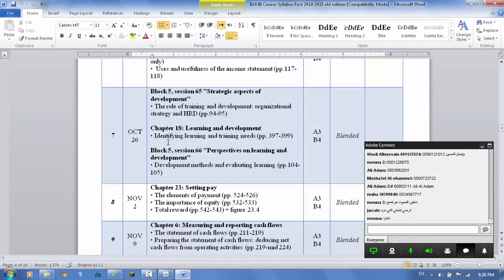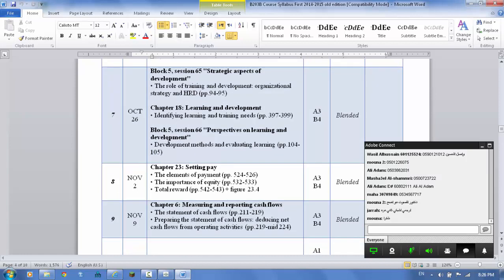Okay, we will have another material, which is block 5, session 65. And session 65 of block 5 is related to strategic aspects of development. Okay, and then we will take chapter 18. Chapter 18 is related to learning and development, and you can see here that we return back to human resource, because learning and development is part of human resource.